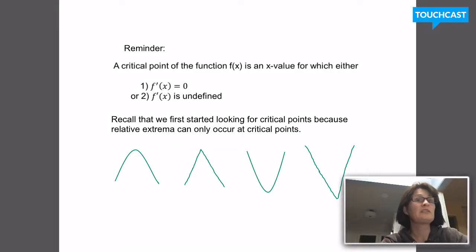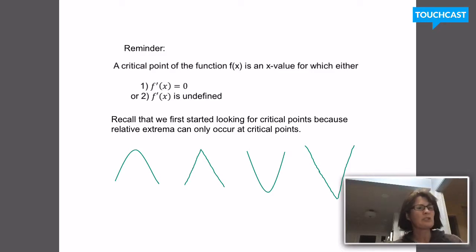Section 4.3 is about connecting the graphs of f prime and f double prime with the original function f. So what can we learn about a function f by examining its first derivative and examining its second derivative? To start us off, remember what we said a critical point was. A critical point of f is any value of x for which f prime is 0 or for which f prime is undefined.